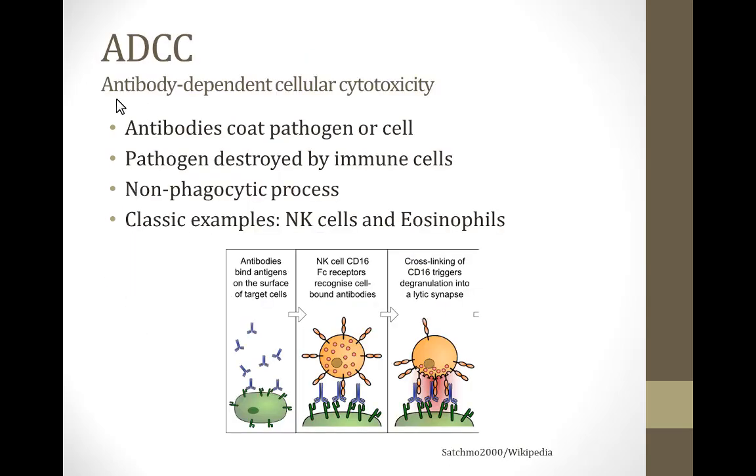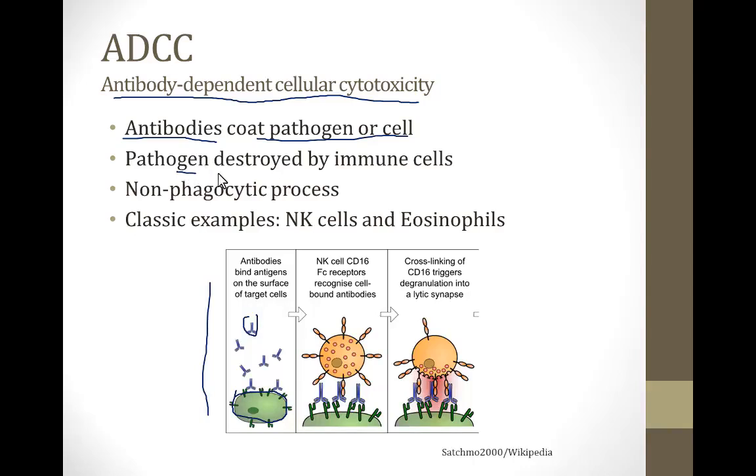Let's talk about the process of antibody-dependent cellular toxicity. This is a process by which the adaptive and innate immune systems work together to kill a pathogen. In this process, antibodies, which are produced by B cells of the adaptive immune system, coat a pathogen or cell. This is illustrated in this picture down here. IgG antibodies are coating this cell right here.